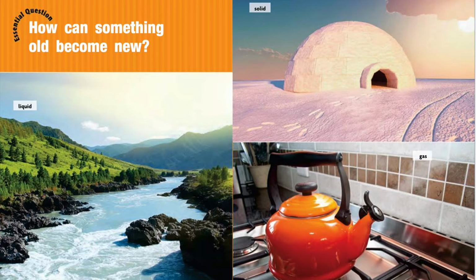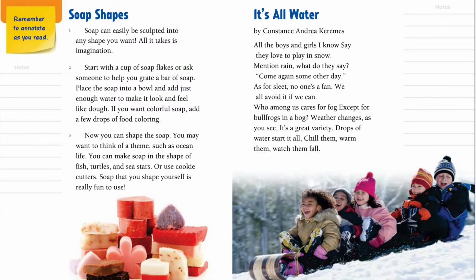We learned that the earth is always changing in our last unit, and it's super old, right? But we can make new shapes and stuff out of the rocks with erosion. So maybe that's what they're talking about here. We do see the 3 states of matter. We've got liquid in the water here in this little creek, solid, our water is frozen here in the igloo, and gas, you can see the steam coming out of this kettle, and that is water in a gas form. So again, every text we're reading, we're going to be thinking, how can something old become something new?